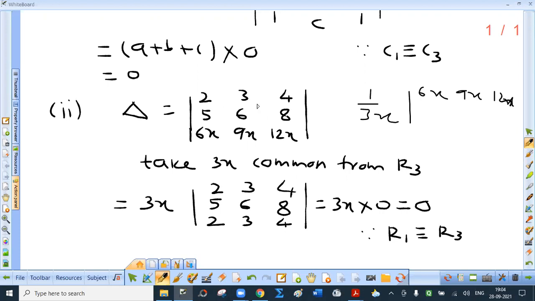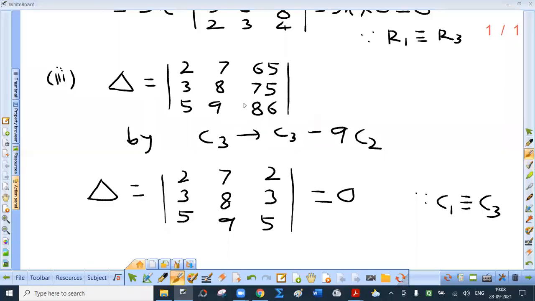Many students say multiply R1 by 3x. But when you say equal to, it is not equal then because value becomes 3x times. So we write 1 upon 3x. I hope you are getting this. But I can just take 3x common from third row so that first and third, these two rows become identical. Value of the determinant in that case equal to 0. So 3x into 0, that is why it is 0.